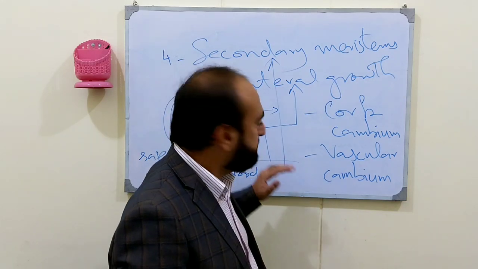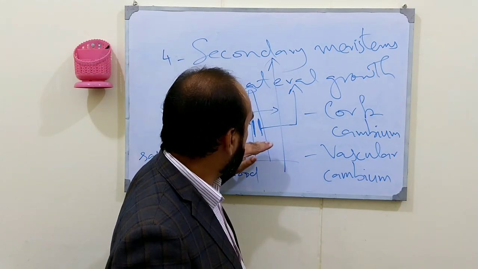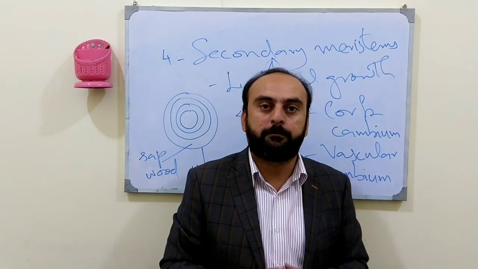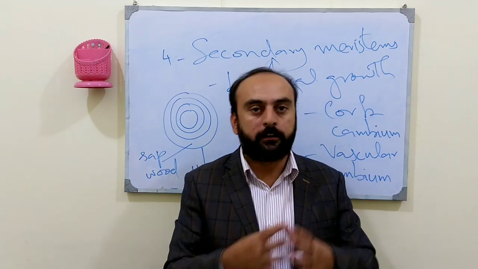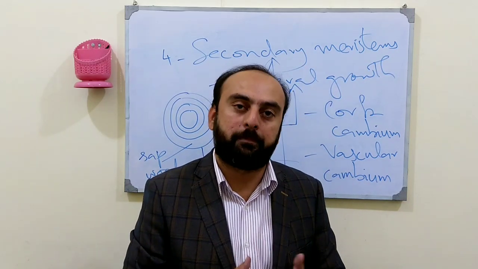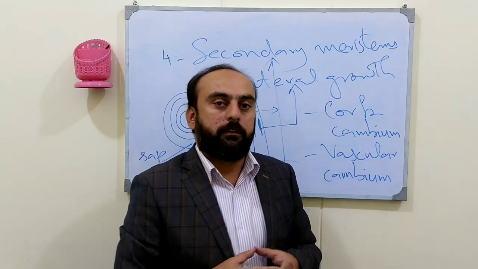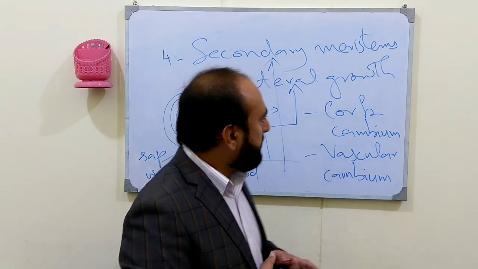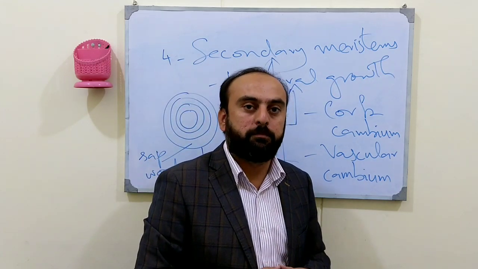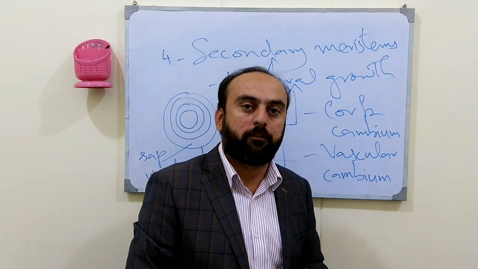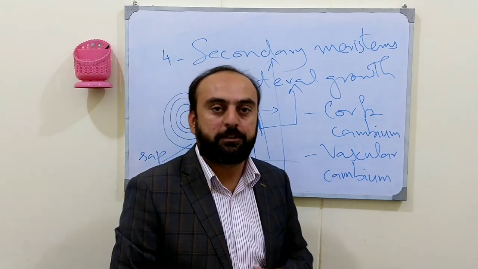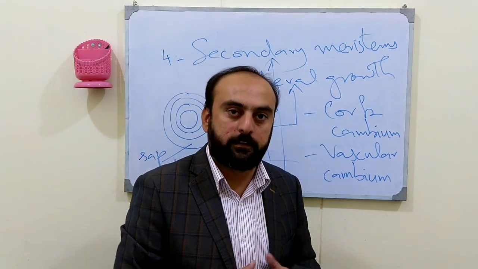certain chemicals, and then the lateral buds grow. We have intercalary meristems at the base of nodes and internodes. They are responsible for regrowth or for rapid growth. The axillary meristems are found in leaf axils, where they are responsible for the development of vegetative or floral buds, and secondary or lateral meristems are responsible for lateral growth.